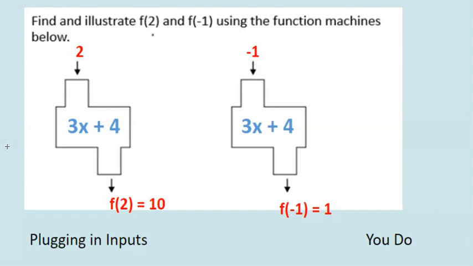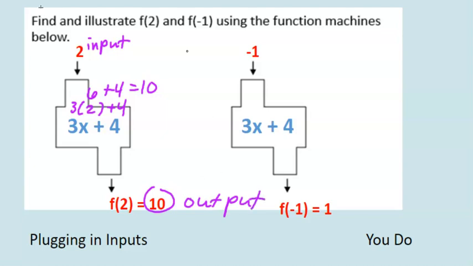Find and illustrate f of 2 and f of negative 1 using the function machines below. So we have a 2 being input here. So somebody typed the 2 into the formula 3x plus 4. So it's going to be replaced with 3 parentheses 2 plus 4. 3 times 2 is 6. 6 plus 4 is 10. So the output would be 10.